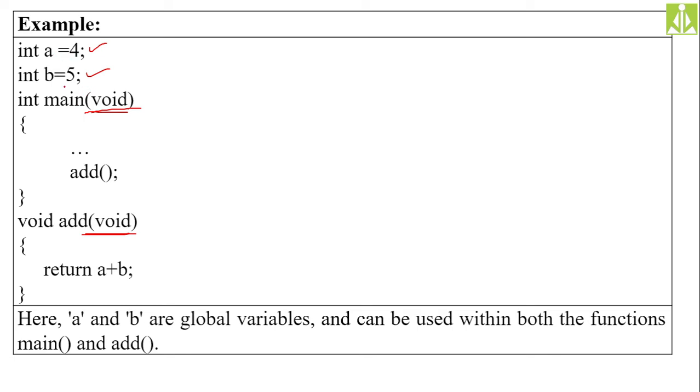According to our discussion so far, as a comma b are global variables, I should be able to access these two variables inside main, and I should be able to access a comma b inside add. Main is my main function and add is my user defined function. As there is no restriction on the scope and lifetime of these variables a comma b, because they are global, I should be able to access them inside main as well as inside the add function. So quickly we will go and see the demonstration of this program.